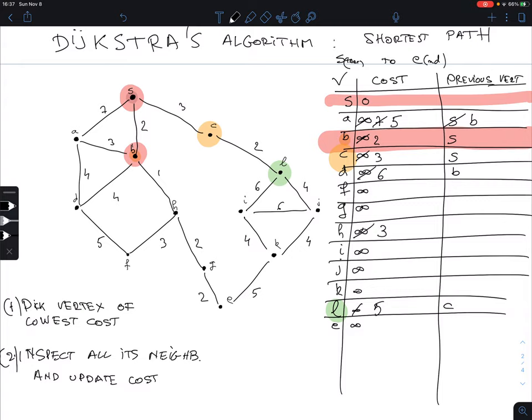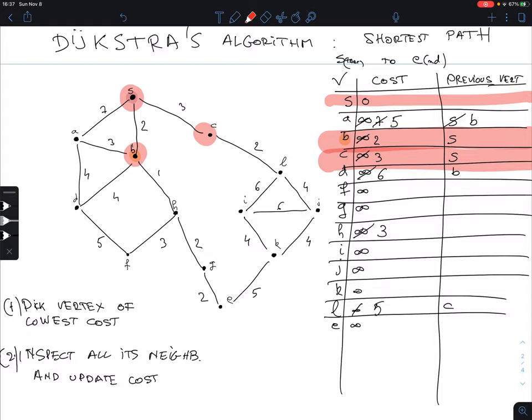Good. This means I'm done with C, right? Okay, great. So let's get rid of this C and the columns here. So C is done, so that it's now in red. Okay, C, you're out. What's the next cheapest one that I have available? That's H, right? Again, I start: pick vertex of lowest cost.